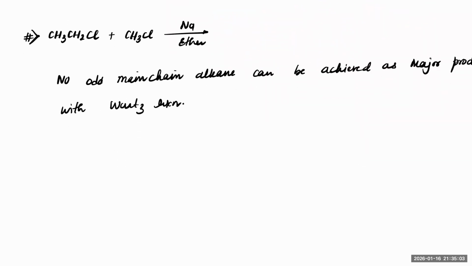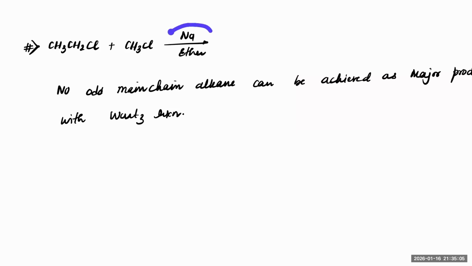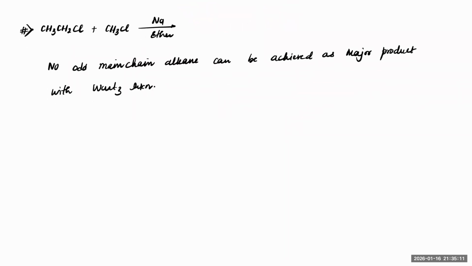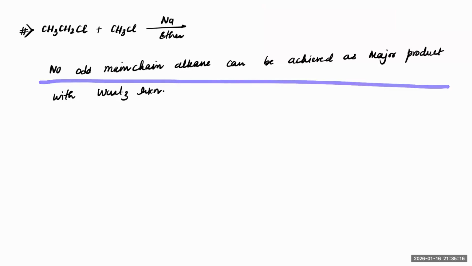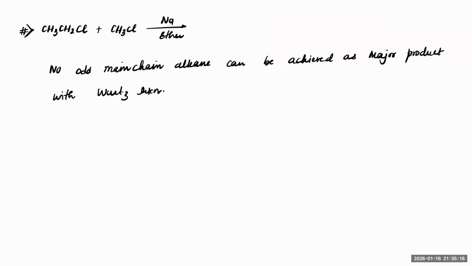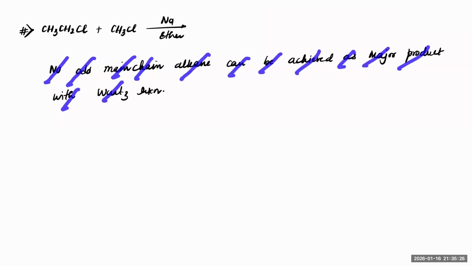Next, if you have sodium and ether here, if you take these two cross products, you can see this is one important statement that has been asked in exams. So do remember that no odd main chain alkane, that means major product alkane, can be achieved as a major product with Wurtz reaction.